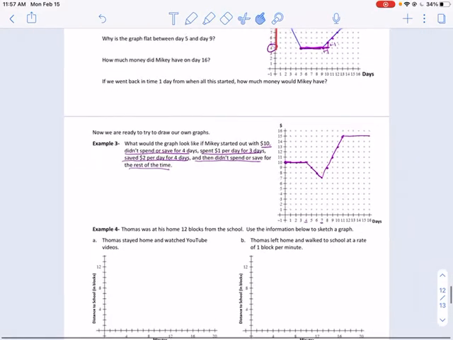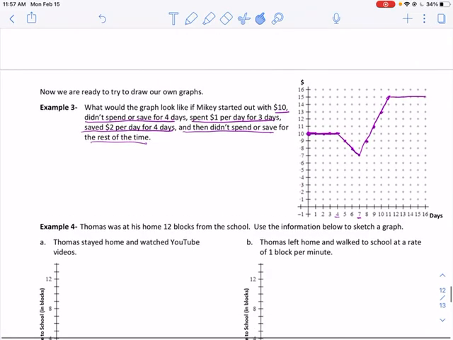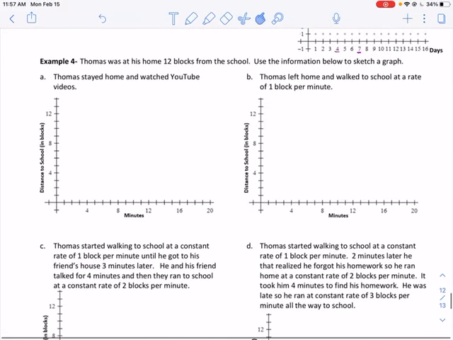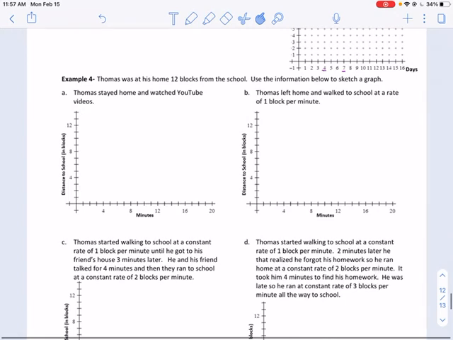Now we're going to attempt to do this without any little dots on our graph, because actually the standard for 8th grade is that you can sketch a graph. So if it's close enough, it's close enough. But you should also be able to approximate without necessarily finding exactly where the lines intersect.